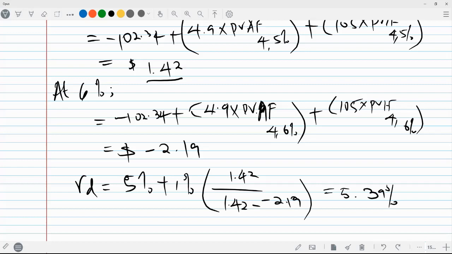$5.39. Yes. The cost of the bond, therefore, is equal to 5.39. Don't forget here we use the IRR formula. I will still remember it.